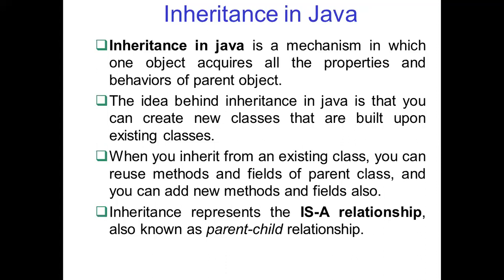The idea behind inheritance in Java is that you can create new classes that are built on existing classes. When you inherit from an existing class, you can reuse the methods and fields of the parent class, and you can add new methods and fields also. The main concept of inheritance in OOP is reusability of code. Inheritance represents an is-a relationship, known as a parent-child relationship.